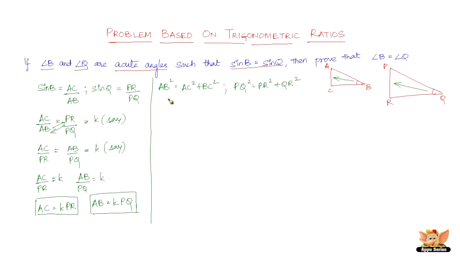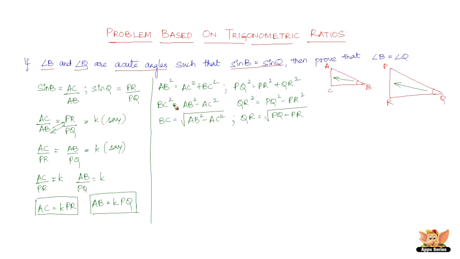So now let's consider here BC square equals AB square minus AC square. So BC should be equal to root of AB square minus AC square. And here let's consider QR square equals PQ square minus PR square, or QR equals root of PQ square minus PR square.